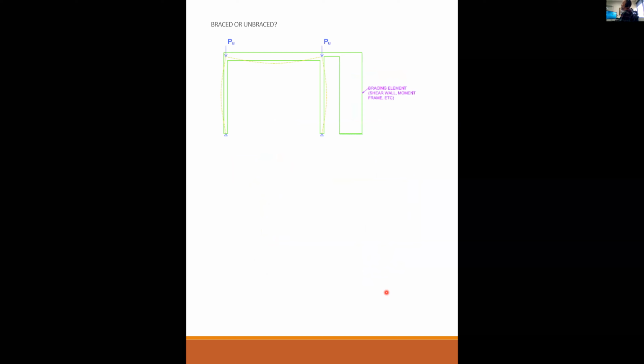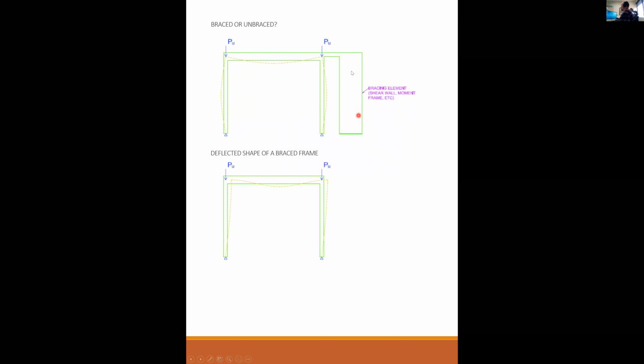Okay, braced or unbraced. If you have a frame like this one, but this frame is being laterally supported by a bracing element, a shear wall, a moment frame, something to that effect, so that the lateral stability of the building does not rely on the stiffness of these columns, it's relying on this wall, then you have a braced frame. And when you apply load to this braced frame, it takes on a shape that looks like this.